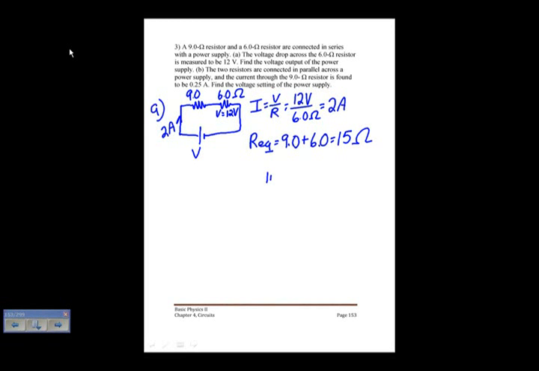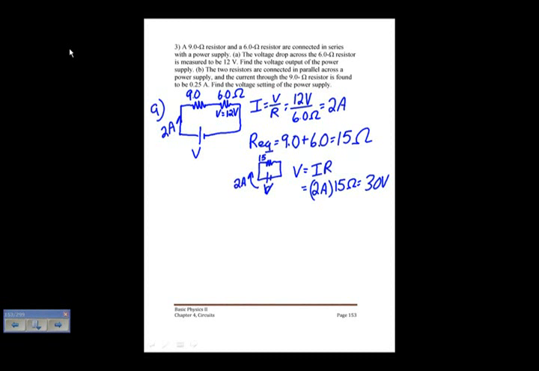And so if I redraw my circuit like this, I have a 15 ohm resistor and V, and I know that I have 2 amps, so I can find V is equal to I times R. It's equal to 2 amps times my equivalent resistance, which is 15 ohms. So I have 30 volts going across that battery. That's the potential difference of the battery, 30 volts.